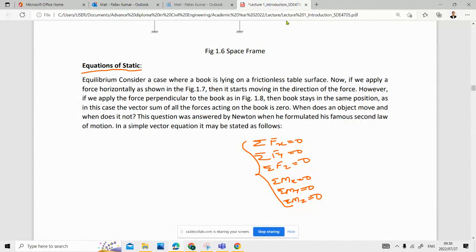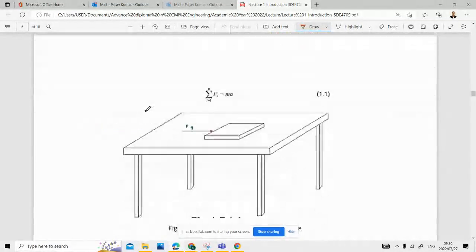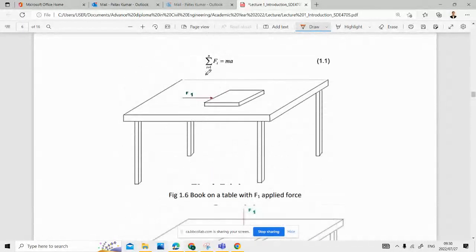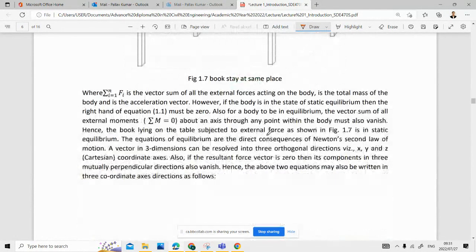So if we apply force horizontally as shown in figure 1.7, then it starts moving in that direction. That is what they are explaining. I'm not going to explain all this. You can read it. So yes, these are the equations of static equilibrium, and they have explained it. If you apply this force, it will move, right? Similarly, if you apply a vertical load, there will be a reaction from the bottom as well. So this is what they have explained.